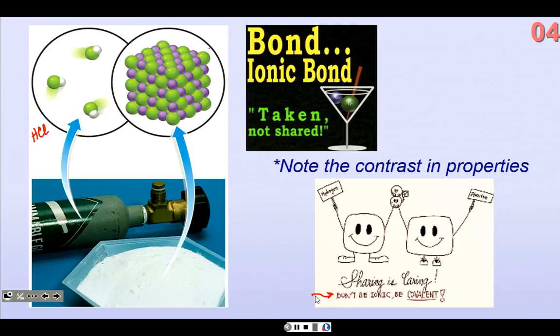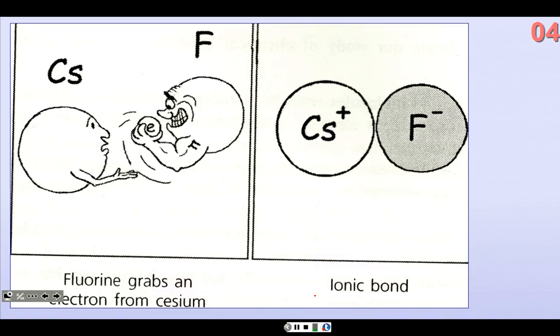It's the same idea. Another example of an ionic compound where the electrons are taken, not shared, is shown in this funny cartoon where we have cesium losing an electron to fluorine. Fluorine's grabbing an electron from it, and you get an ionic bond between the two.